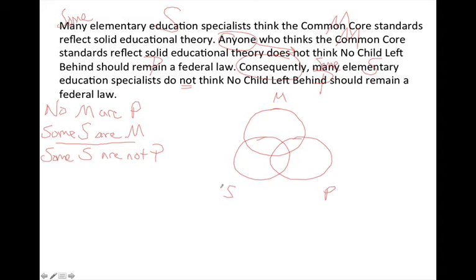All right, we know that we have to diagram our universal first so that we shade out an area that might otherwise be occupied by an X. So no M are P is diagrammed as follows. Some S are M, this is the only place for the X to be. Now let's take a look at the conclusion. Some S are not P. What we need is an X in the area of S that's outside of P, and we have it. So the argument is valid.